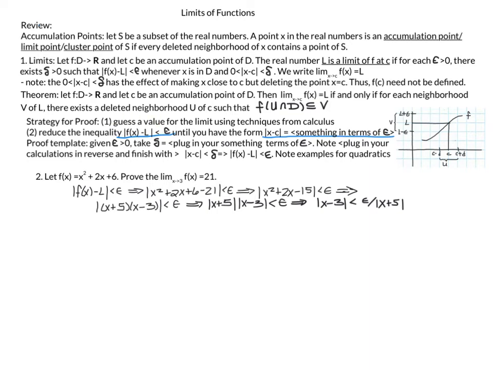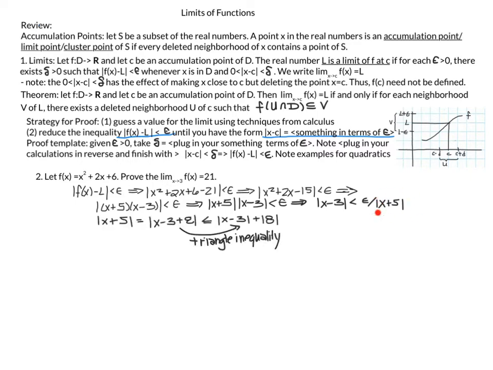So |f(x) - L|, so here's my f(x), x squared plus 2x plus 6, minus L, and my proposed limit is 21, is less than epsilon. I do this algebraic calculation until I get |x - c|, c being our limit 3, is less than something in terms of epsilon. So I'm nearly there, except that ideally I wouldn't still have this x. So I need to do something about this x.